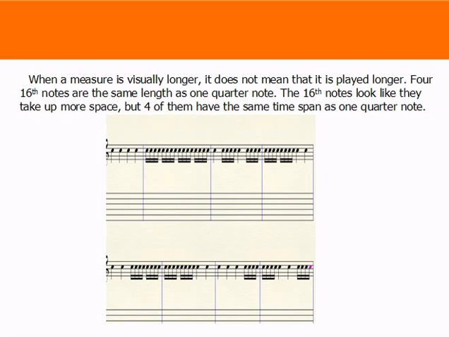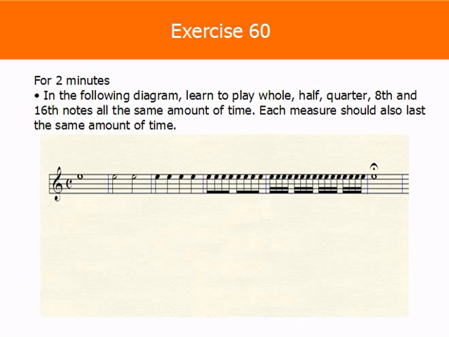So the first measure, if it was going 1, 2, 3, 4, the second measure would go 1E and a 2E and a 3E and a 4E and a da da da da da da da da da da. Same amount of time it takes to go 1, 2, 3, 4. So for 2 minutes, I want you to work on this diagram here. Learn to play whole, half, quarter, eighth, and 16th notes within the same amount of time. Okay? I'm going to do this for you.